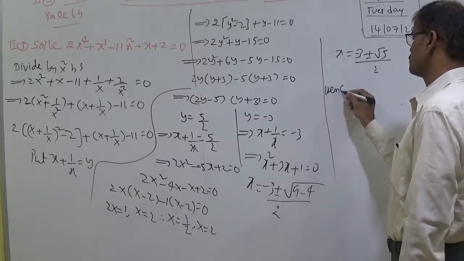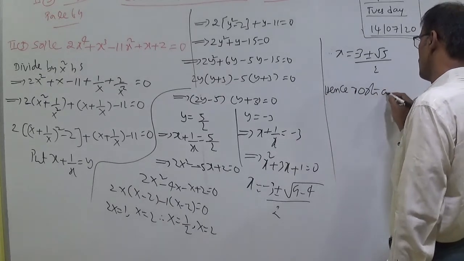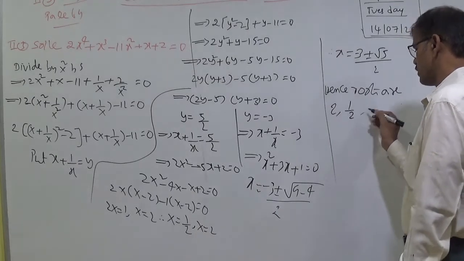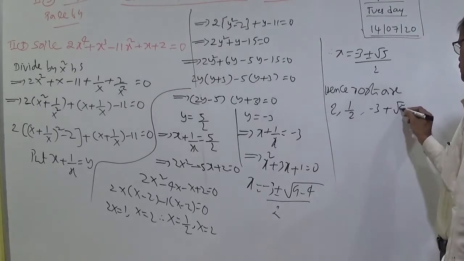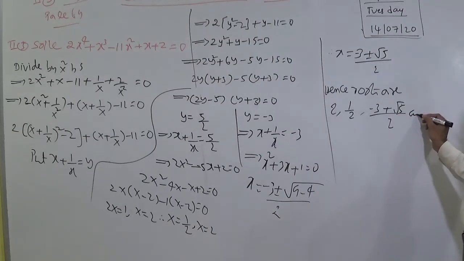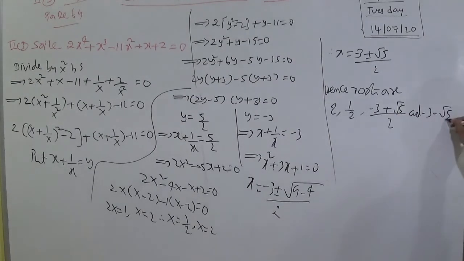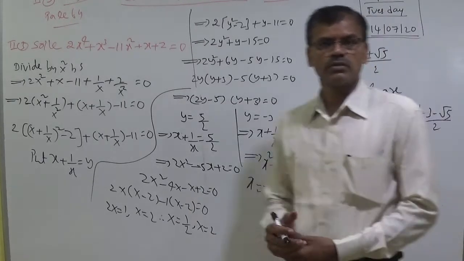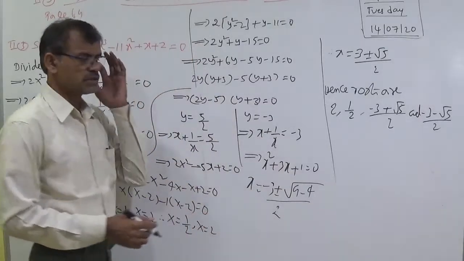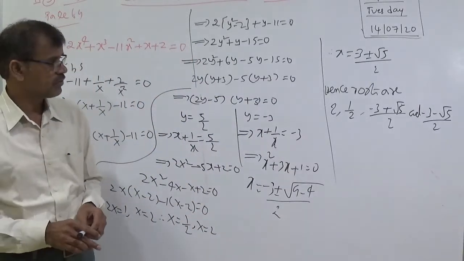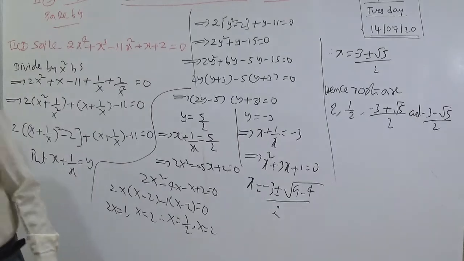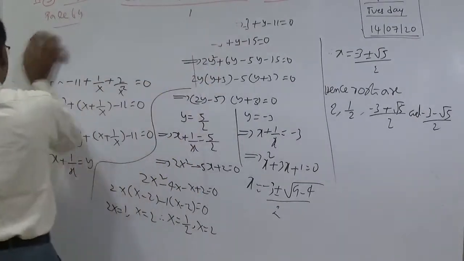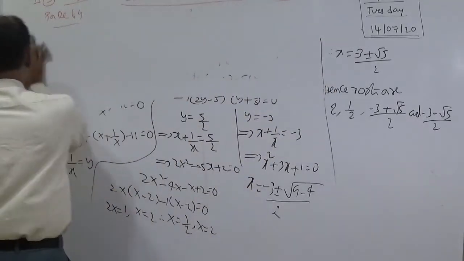Hence at last we should write, hence the roots are 2, 1 by 2, minus 3 plus root 5 by 2, and minus 3 minus root 5 whole by 2. These are the roots of the given reciprocal equation. Now Roman number 2, third question is completed. Let us discuss the ninth question.